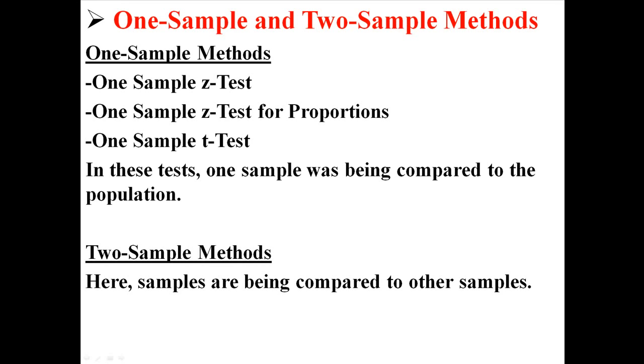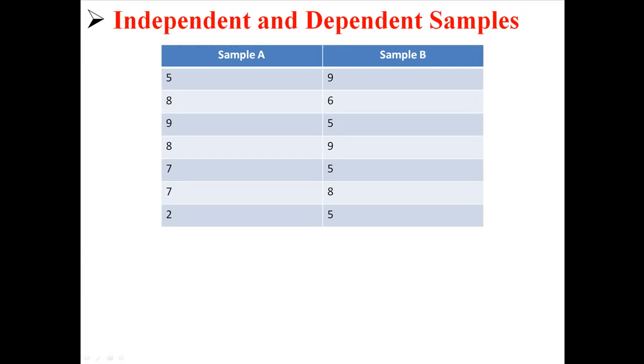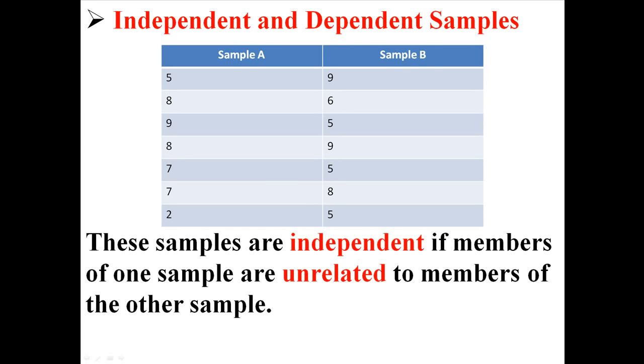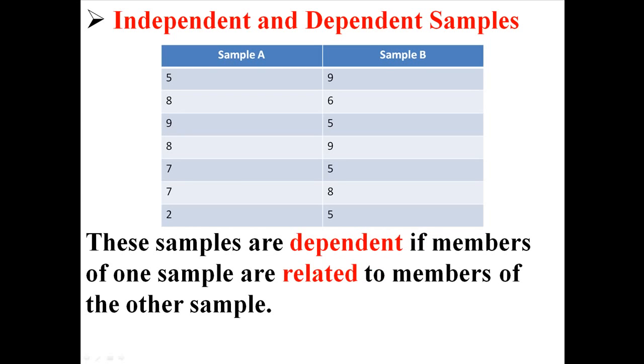Now, we're going to be doing two-sample methods. Here, we're going to be taking one sample and comparing it to another sample. So here are two samples. We have sample A and sample B. These samples are independent of one another if members of one sample are unrelated to members of the other sample. And these samples are dependent if members of one sample are related to members of the other sample.